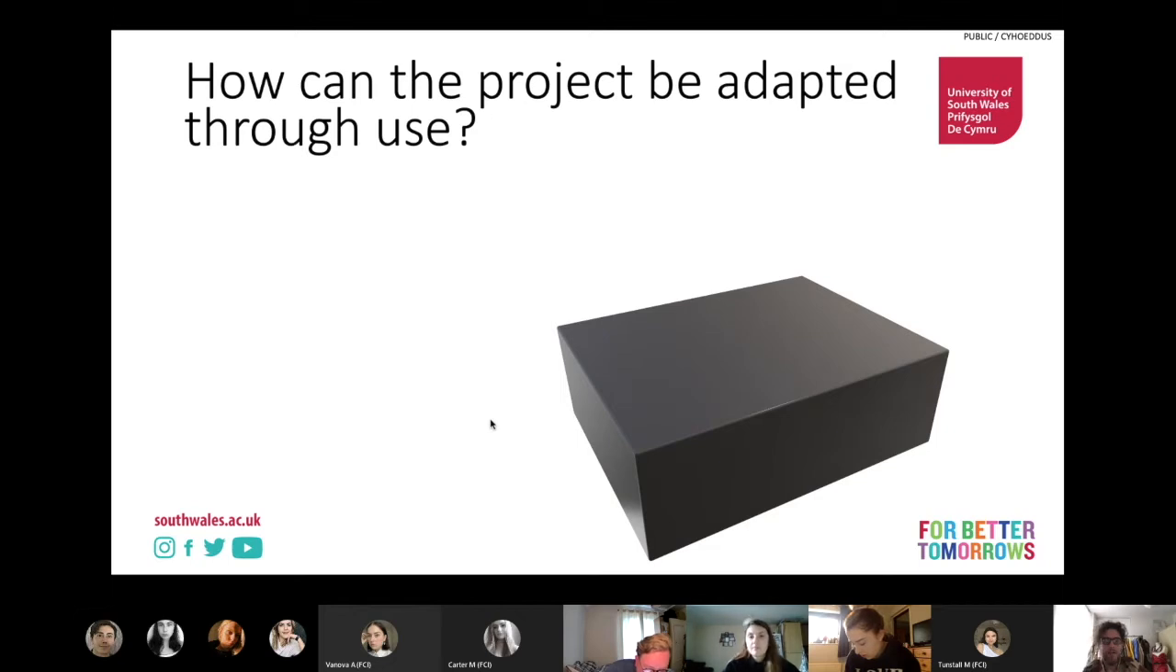Okay, our next driver. Can the project be adapted through use? Now we'll talk specifically about the reading that we looked at the other day, but it's important to think about this, that once a product is kind of out in the market, it has to be used. And once it's being used, things will happen and adjustments might need to be made. So let's take this as a little example.